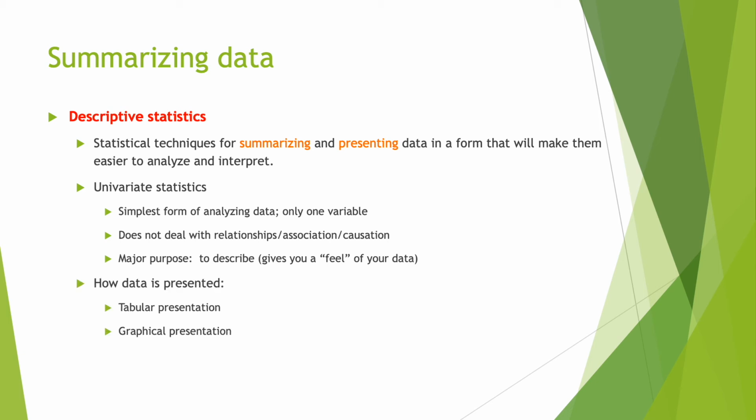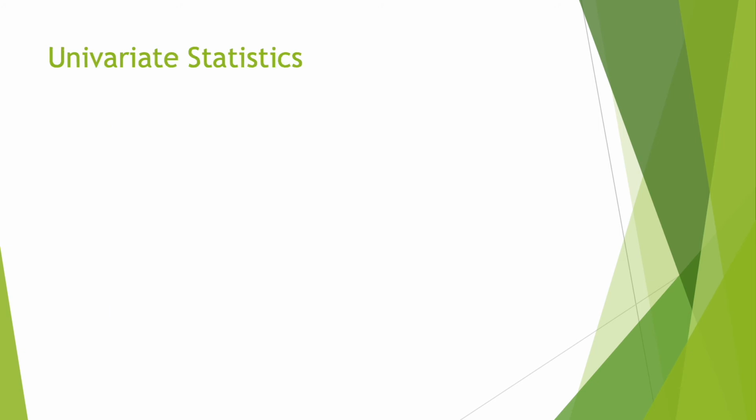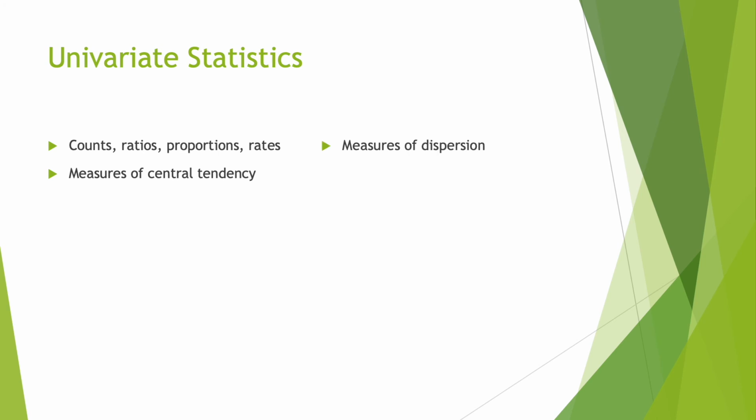Now, as I mentioned earlier, we can present data in the form of tables or graphs. We will be delving into that more in a minute. In a nutshell, univariate statistics are composed of counts, ratios, proportions, and rates, measures of central tendency, measures of dispersion, and measures of position. The first is quite self-explanatory. They are essentially frequencies and percentages.